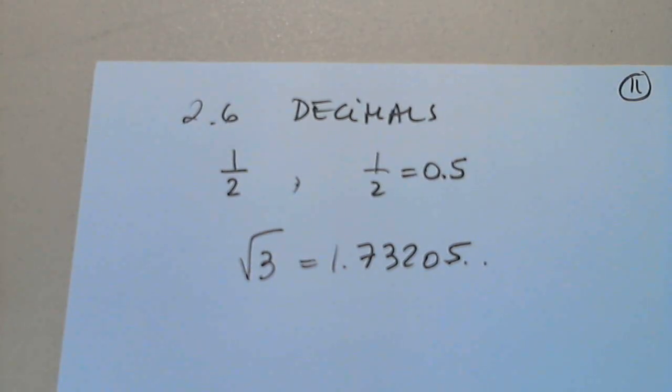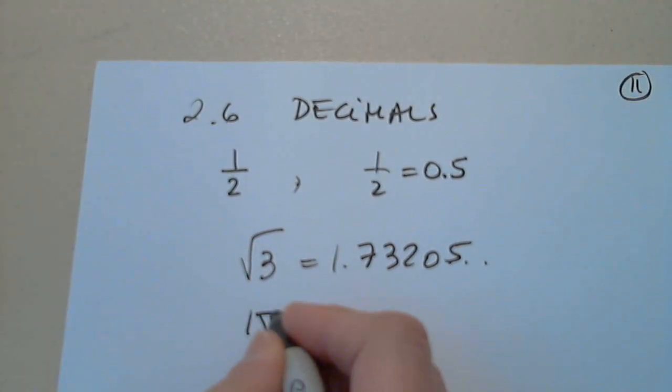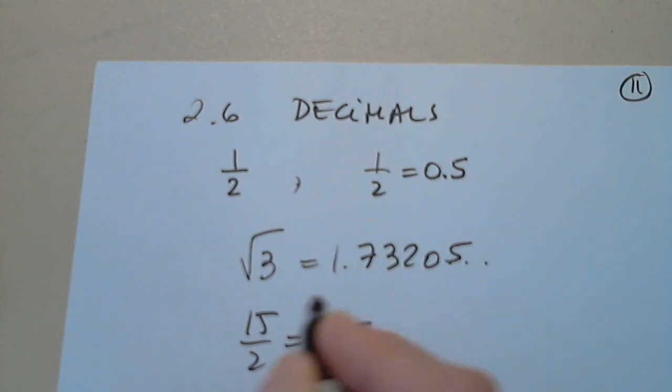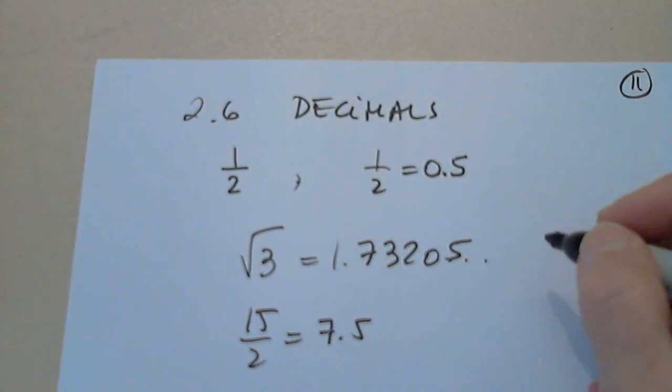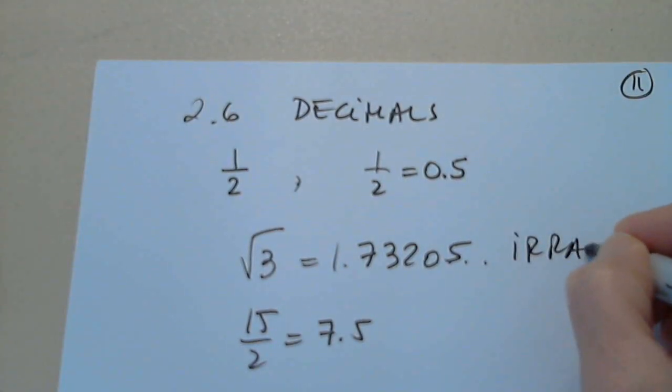But for example, 15 divided by 2 is a decimal number with a terminating decimal. It's clear. 15 divided by 2 is 7.5. What about 1 divided by 3? How does this look? This is a repeating decimal.